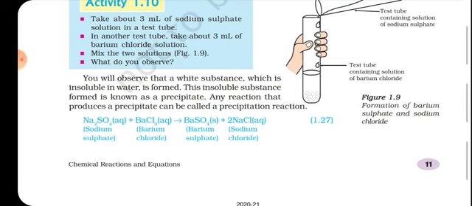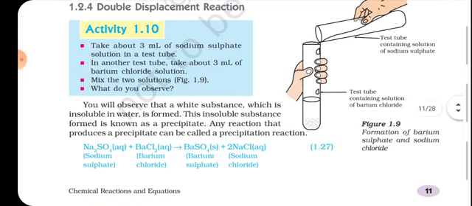Fine. So what they are telling us, let us read the activity and then we will solve the chemical reaction. Take about 3 ml of sodium sulfate solution in a test tube. In another test tube, take about 3 ml of barium chloride. Mix the two solutions. What do you observe? Let us see that. So in the first beaker it was Na2SO4, that is sodium sulfate, aqueous, plus barium chloride, that is BaCl2, will give you BaSO4, that is barium sulfate.